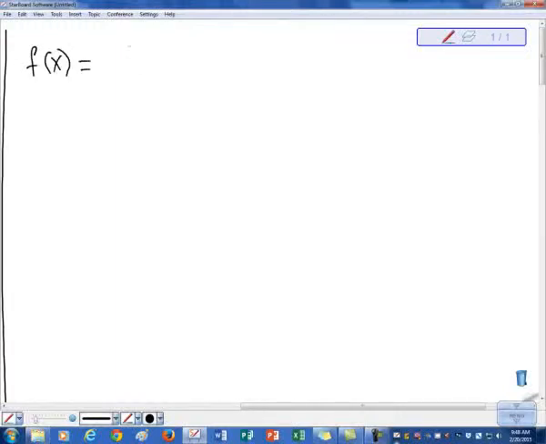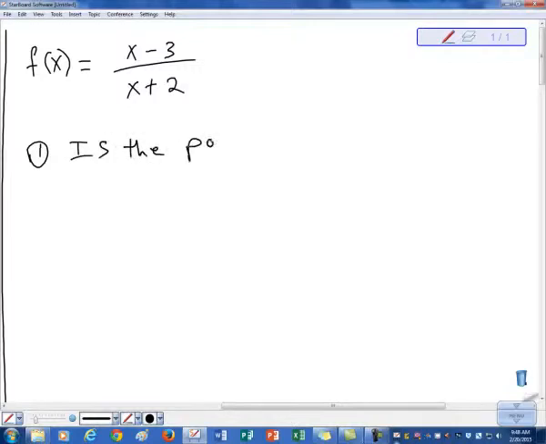f of x is equal to x minus 3 over x plus 2. And first question: is the point 3, 4 on the graph?